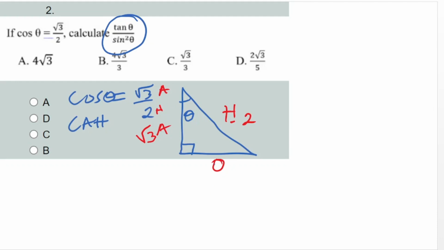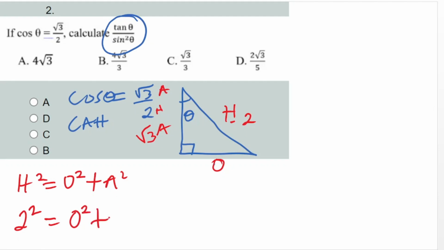So we use Pythagoras theorem. We say hypotenuse squared equals the sum of the square of the opposite and the square of the adjacent. So hypotenuse is 2, squared. The opposite is what we don't know, opposite squared, plus adjacent, which is root 3, squared. The square and the square root cancel, this is 3 here.